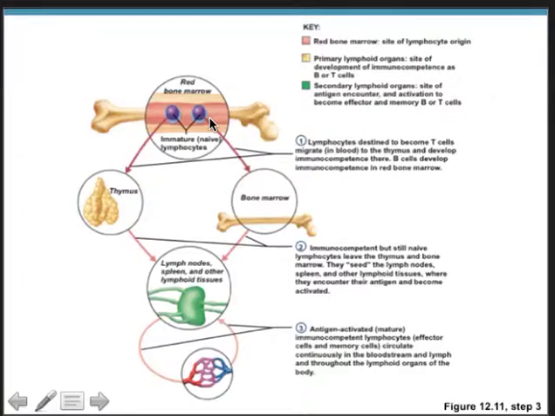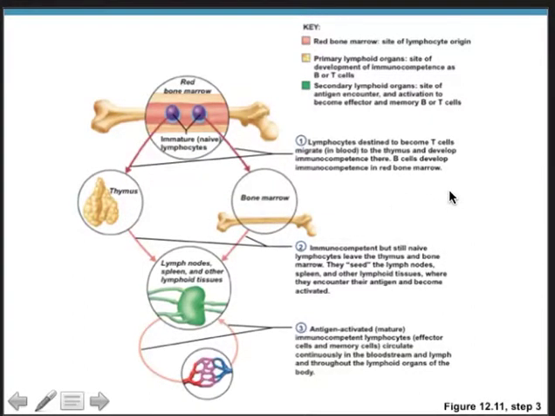So if we follow the movement of these hemocytoblasts out of the bone marrow, lymphocytes that are destined to become T cells are going to migrate in the blood to the thymus and develop into immunocompetent T cells inside this organ. The B cells are going to develop immunocompetency within the bone marrow itself, so they will not migrate to this organ that sits in front of the heart and behind the sternum in order to become capable of fighting disease. So remember, B cells maturing in the bone marrow, T cells maturing in the thymus.